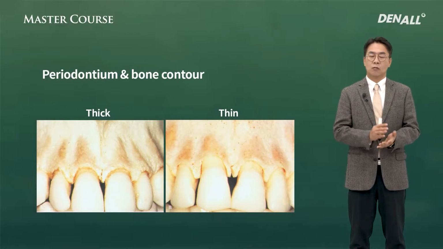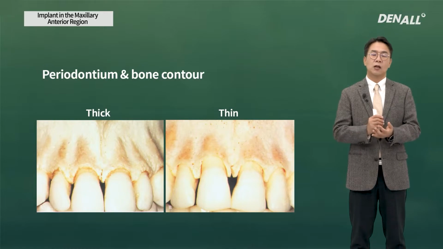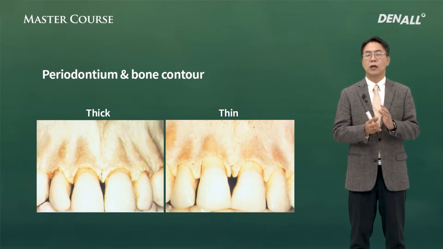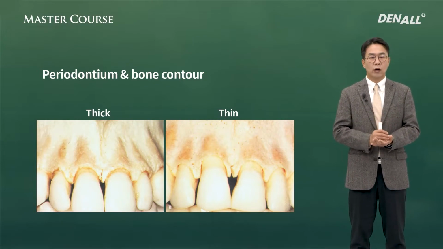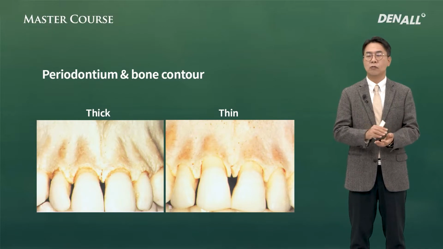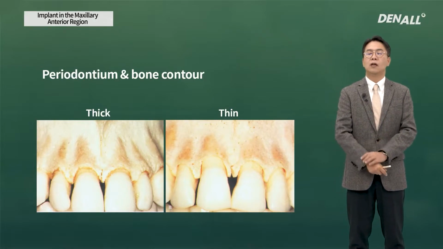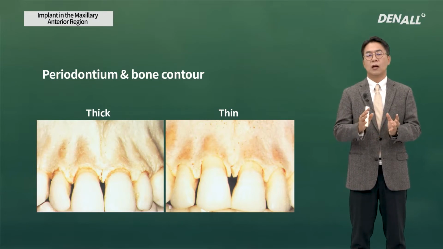When we restore an implant in the upper anterior, if the tooth is shaped as a square, the gingival biotype would be thick and the bone contour below it would be thick. That's what we can expect. If the shape is triangular, we can expect the bone contour below it would be very thin, and the gingiva would be a very thin scallop type. That's something we should know, and the information should be used when we place an implant or make a prosthesis so that aesthetic results can be achieved.